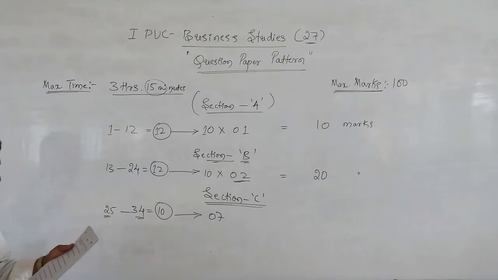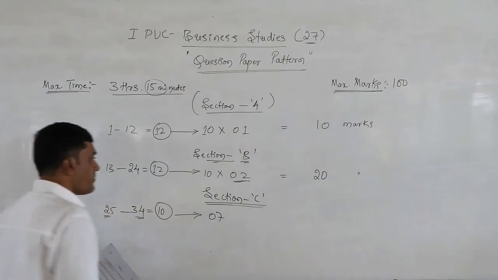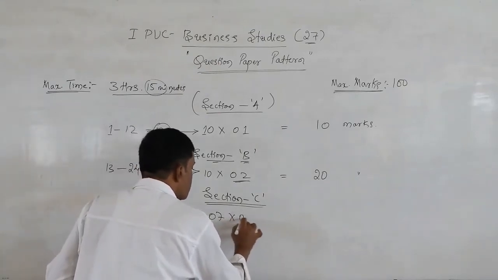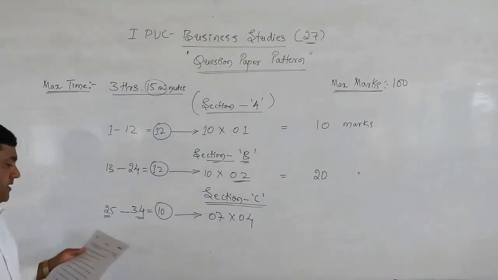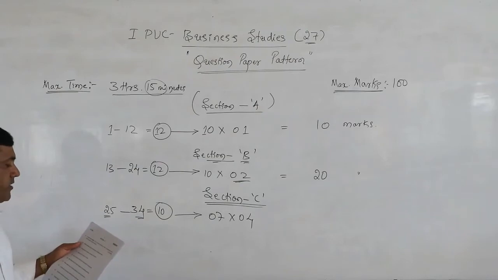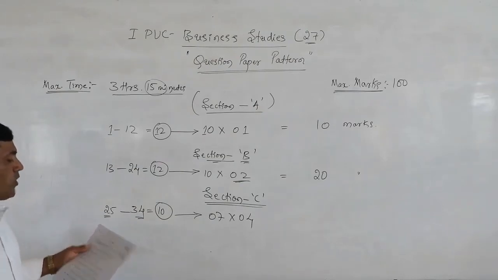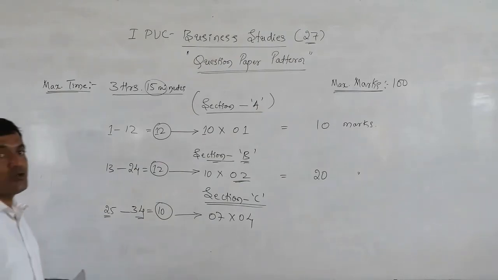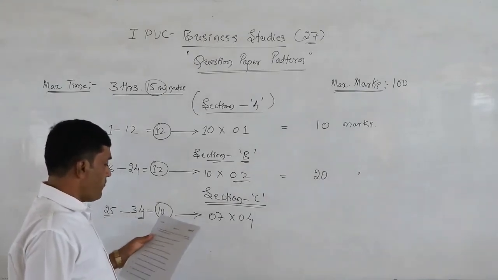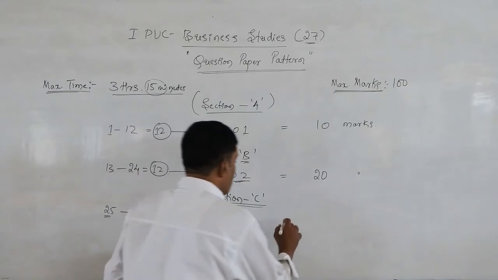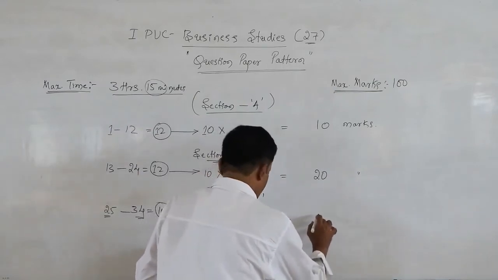Each question carries 4 marks. For every question here we need to answer in 10 to 12 sentences each. So each question carries 4 marks, and the total marks for this section is 28.